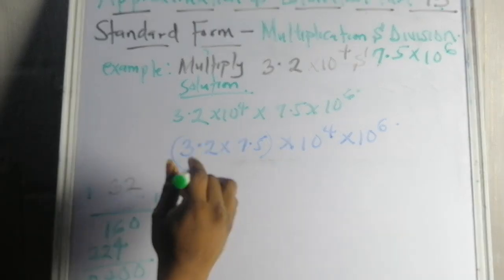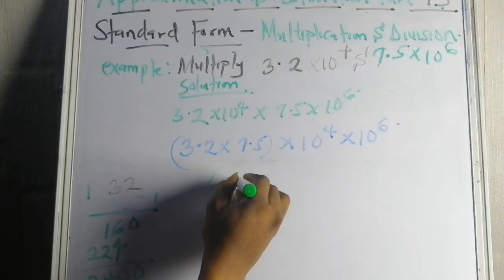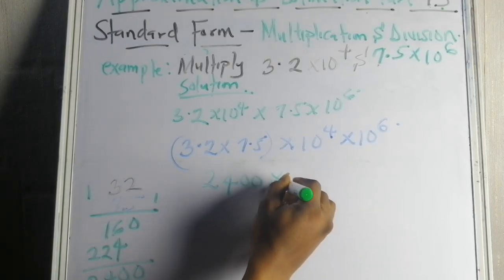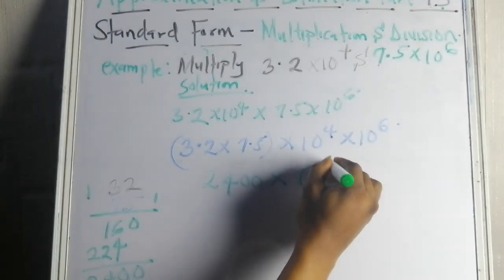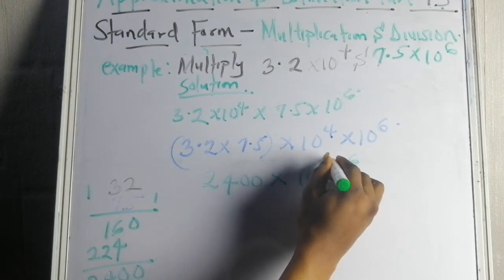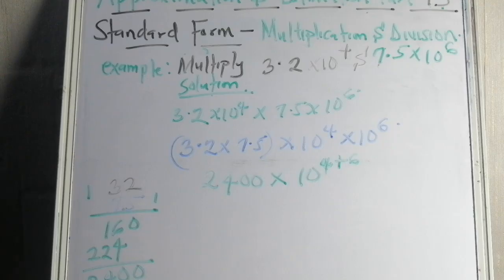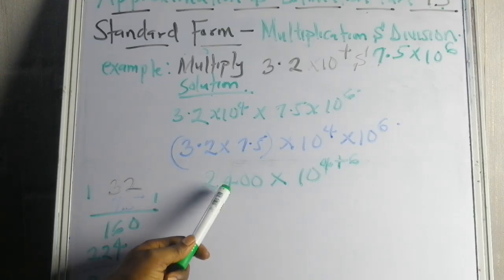So if you multiply these two together, you have 2,400 times 10 raised to power. Don't forget, pick one base and add the power: 4 plus 6.